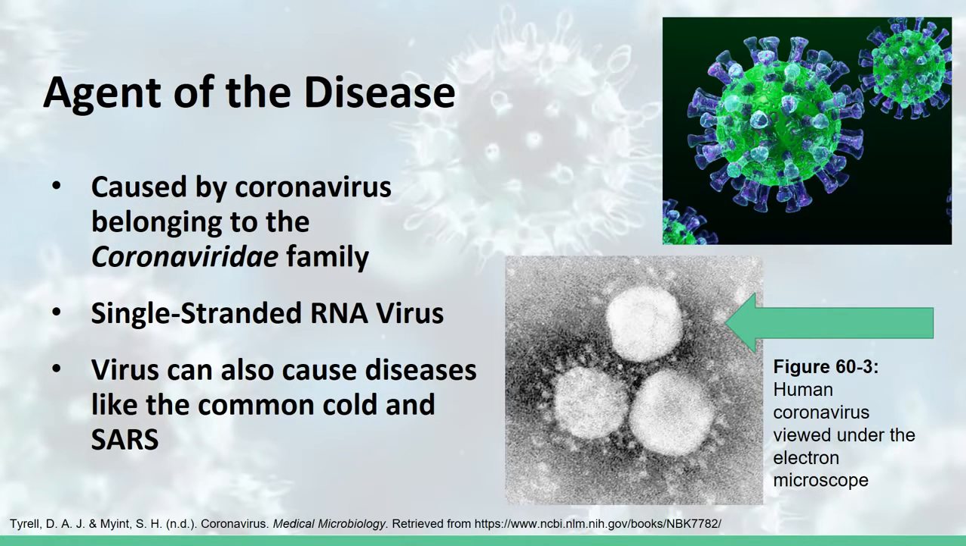MERS-CoV is caused by a coronavirus, a single-stranded RNA virus that belongs in the Coronaviridae family. This virus can cause various other diseases, from mild illnesses like the common cold, to severe acute respiratory syndrome, also known as SARS. The virus gets its name from the crown-like spikes on its surface, as you can see in the picture on the top right corner. The picture on the bottom shows the human coronavirus viewed under an electron microscope.